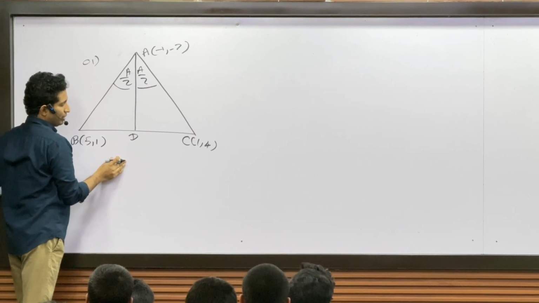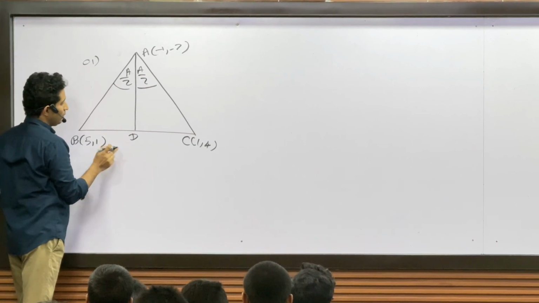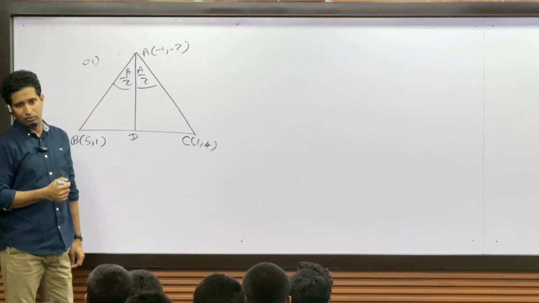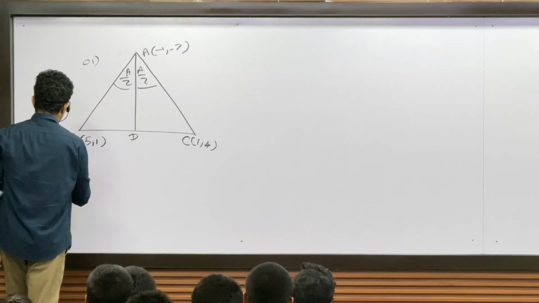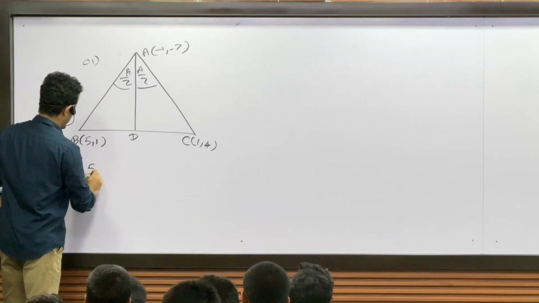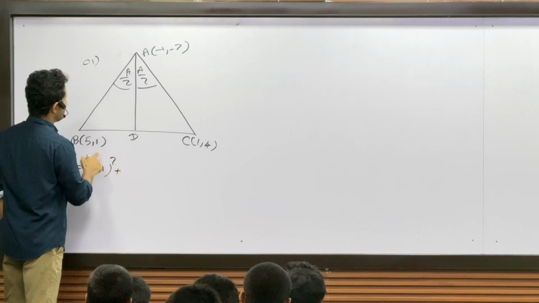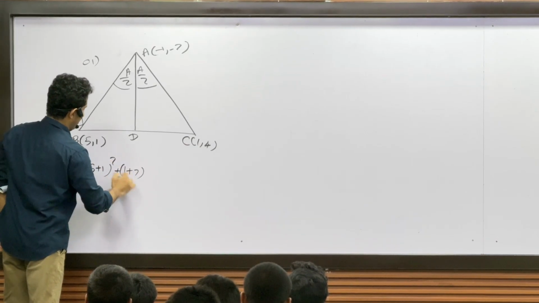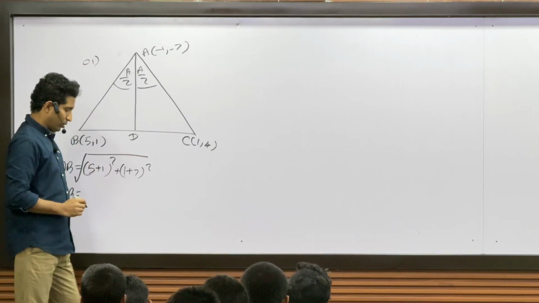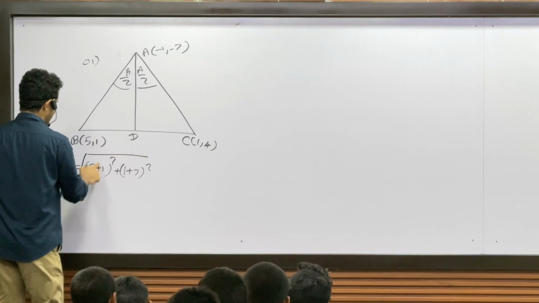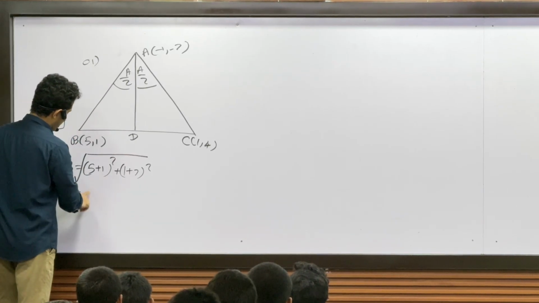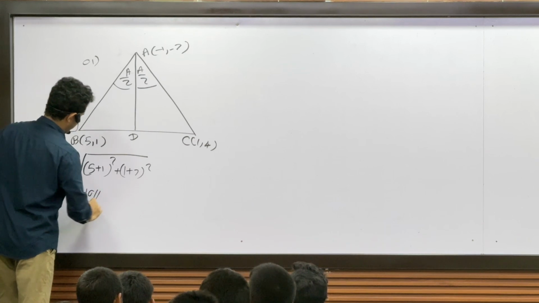Now here by using the sine rule, you can find the ratio of BD to DC, right? And then you can find the coordinates of D. First of all, I will try to find AB. That's the AB length. AB equals the square root of (5 plus 1) to the power 2 plus (1 plus 7) to the power 2. So AB equals 6 squared plus 8 squared, that is 36 plus 64, which is 100, that is 10.